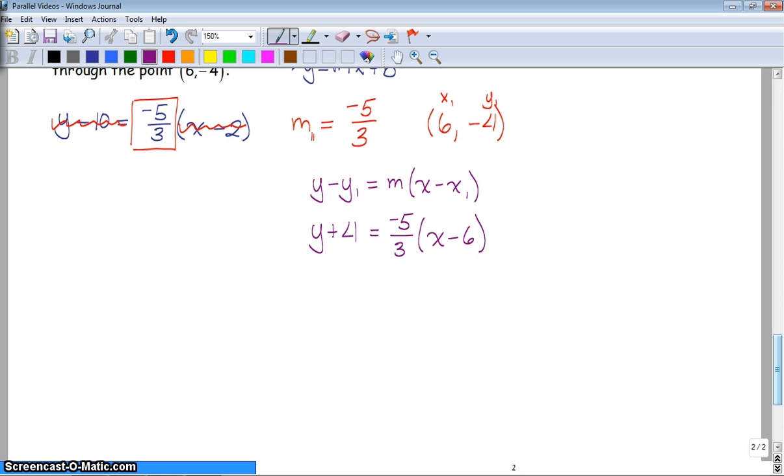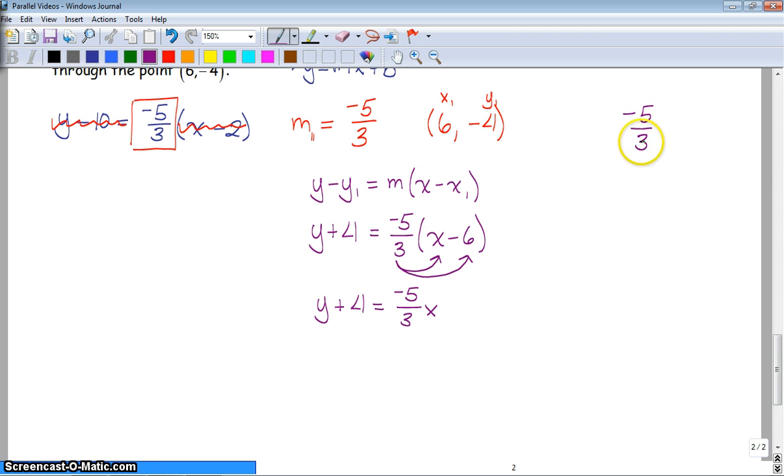So right now, it's in point-slope form, however, I wanted it in slope-intercept form, which means I need to solve for y. So first thing I'm going to do is distribute the negative 5 over 3, and I get y plus 4 equals negative 5 over 3 times x. Then I have to do negative 5 over 3 times negative 6. If you want to, you can just type this in your calculator or do this in your head or off to the side.